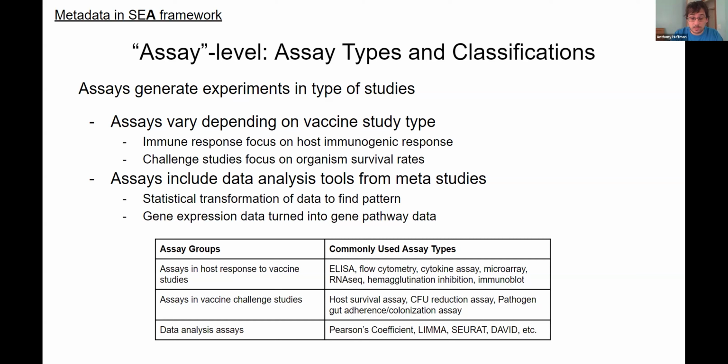The third category, which can occur in both of these, is when we include data analysis tools as a type of assay. This involves getting some form of raw data and then using a statistical transformation in order to find some sort of pattern or to have them be realized in order to identify what's going on. This can be used to find something like false discovery rate to see if something's significant or not, or we can do something more complex like turning gene expression data into gene pathway data, which you can see in web tools like DAVID.